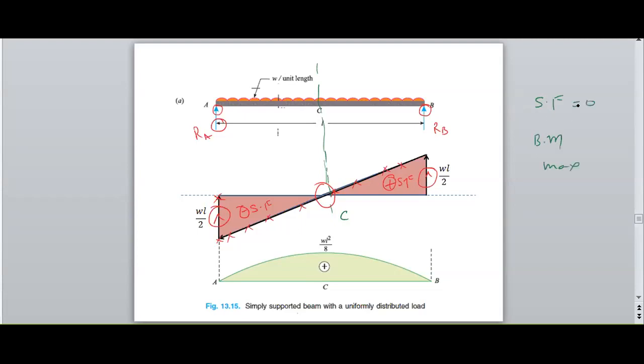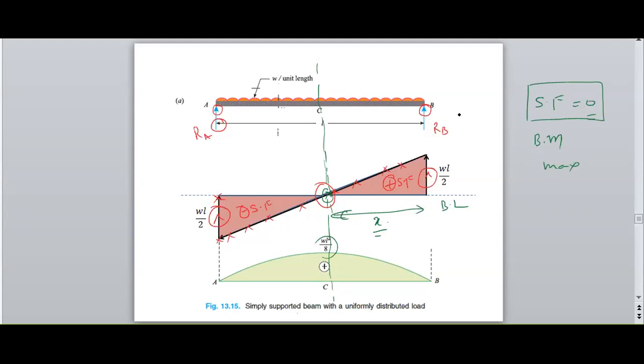If the shear force is 0, we need to get the maximum bending moment. So at C, we will get a maximum. I need to find out this location, this distance, at which it is changing its sign. Here from the diagram, it touches the baseline. That means the shear force is equal to 0.